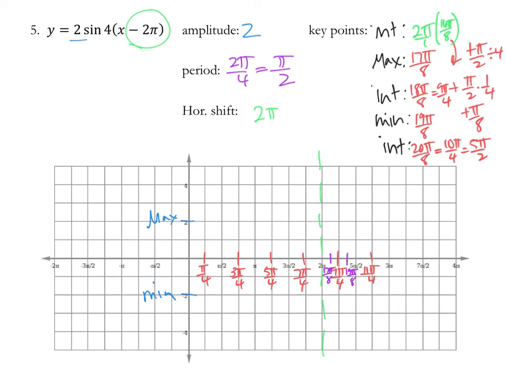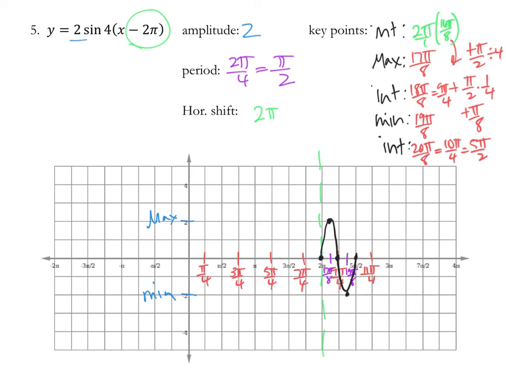So now we can go ahead and graph. This is going to be super, super skinny. Intercept on the green line, max in this in-between spot, intercept at 9 pi over 4, min in the in-between spot, intercept at 5 pi over 2. So we get this shape that looks like this.